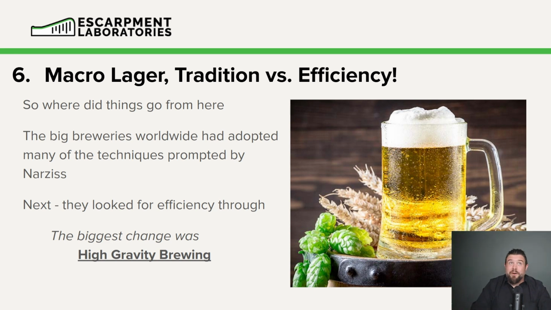So where do things go from here? Well, North Americans found other ways to improve the efficiency or the throughput of their production. Again, without altering the quality. Again, quality is subjective. The biggest thing they did when it came to increasing the throughput was something called high gravity brewing, which radically changed the way in which North American beer was made. So what is it?